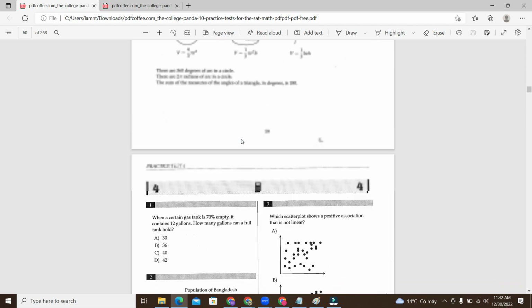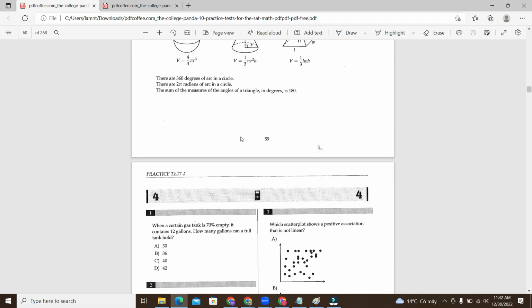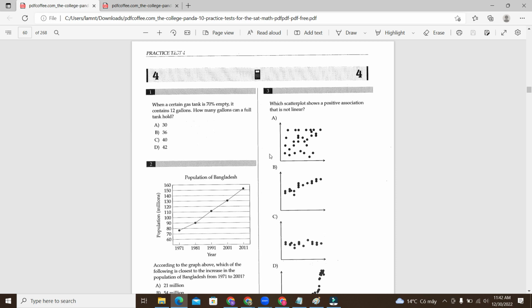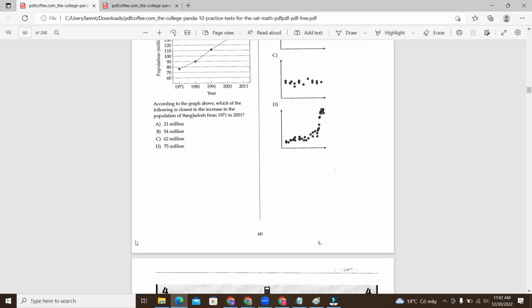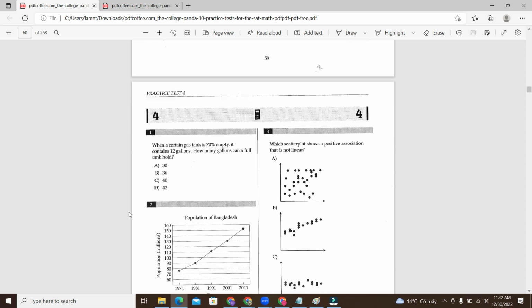Okay, so let's go. We are stopping at test 4 and we have finished section 3, and now let's do section 4. So let's do some questions in section 4. Number 1: a certain gas tank is 70% empty and contains 12 gallons. How many gallons can a full tank hold?